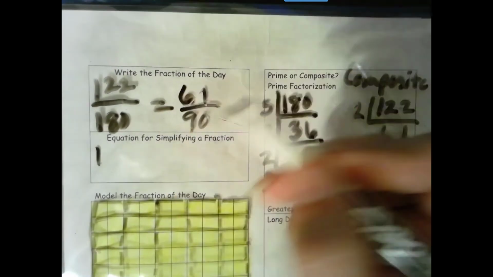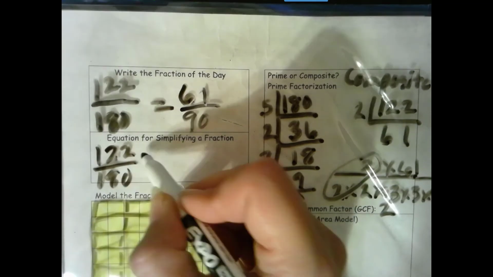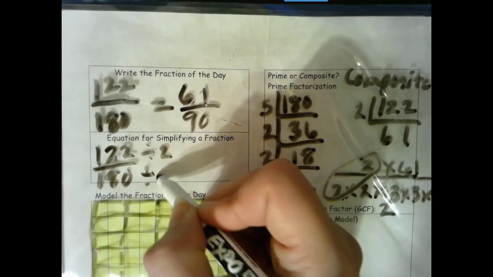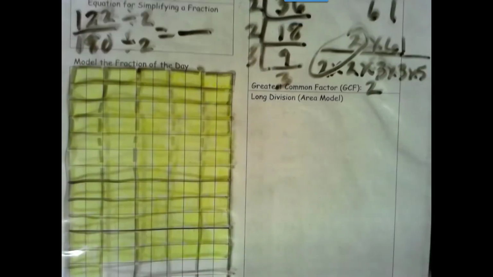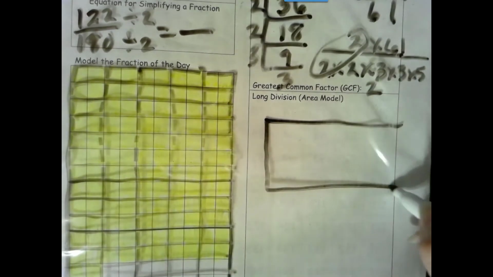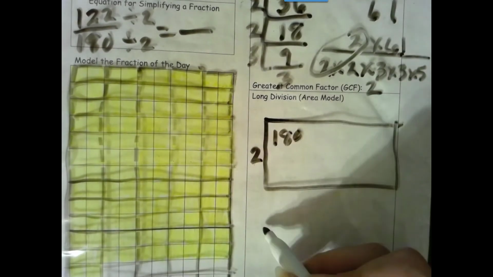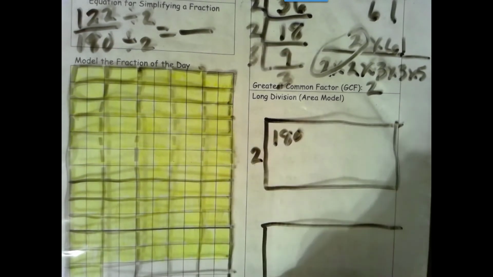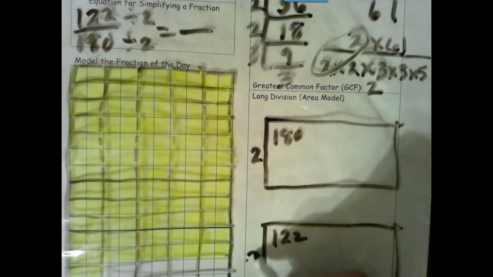Okay, now that I've done my division with my model, I'm going to divide with my algorithm. I'm going to divide both by 2, which is my greatest common factor. So the area model of 180 square units, this side is 2, and 122 square units, this side is 2.